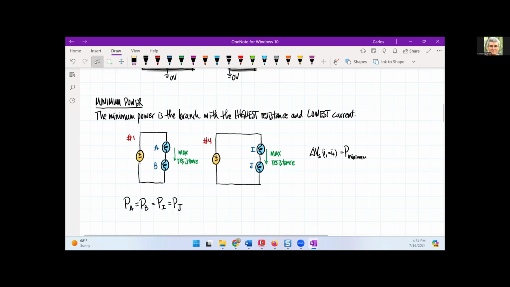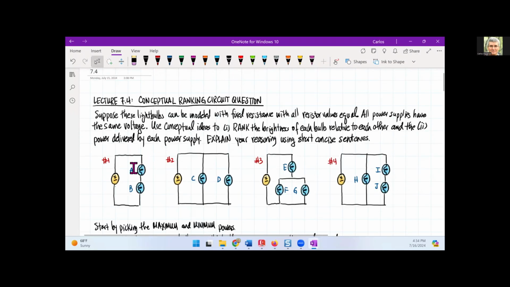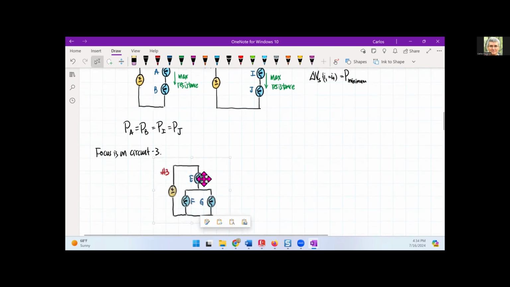So when I look at this, we effectively have what? We have dealt with A through D, H, and I and J. We have not figured out circuit 3. So let's go do that. So now our focus here is on circuit 3.